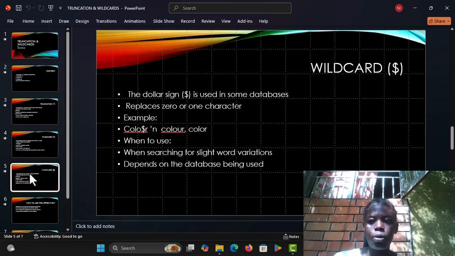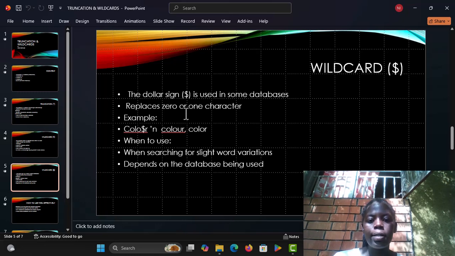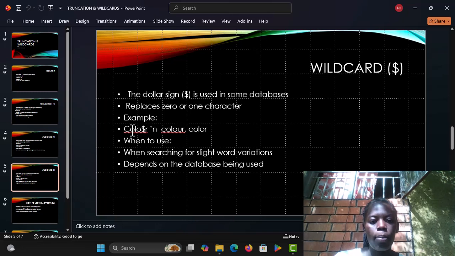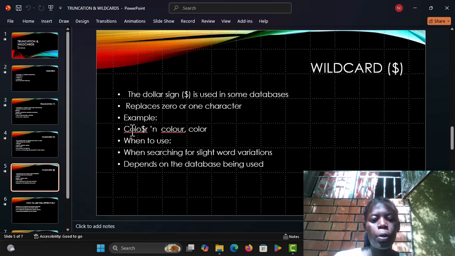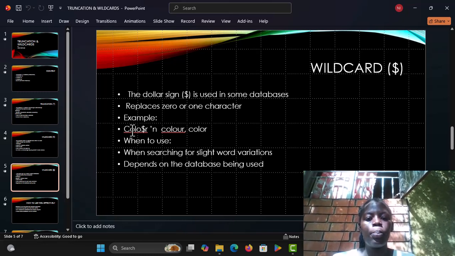So let's get to the wildcards, which is the dollar sign. So the dollar sign is used in some databases, and replaces 0 or 1 character. Example, again we are using the example of color, which is C-O-L-O, then we put the dollar and R, which covers the spelling C-O-L-O-U-R, as we said earlier, in American English. In American spelling, then in British spelling it is C-O-L-O-R.